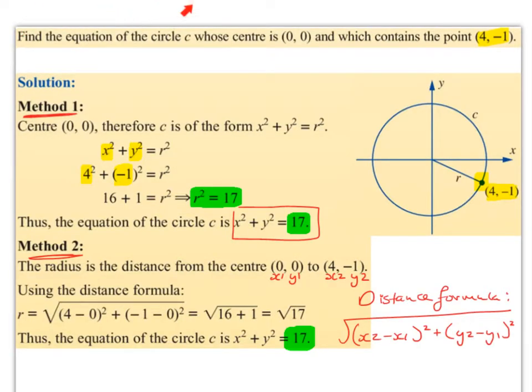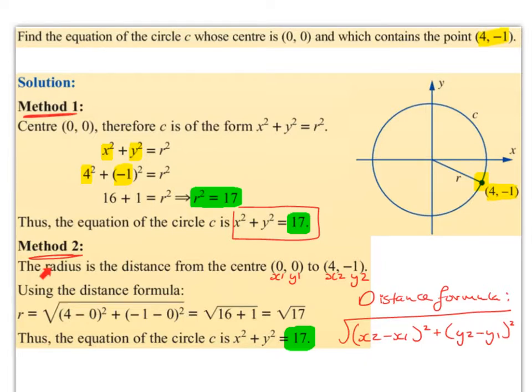Find the equation of the circle C whose centre is (0, 0) and which contains the point (4, minus 1). Method 1. Centre (0, 0), therefore C, the circle, is in the form x squared plus y squared equals r squared. We're going to swap the x for 4 and the y for minus 1. So we have 4 squared plus (minus 1) squared equals r squared. That gives us 16 plus 1 equals r squared, so r squared is equal to 17. Thus, the equation of the circle C is x squared plus y squared is equal to 17.